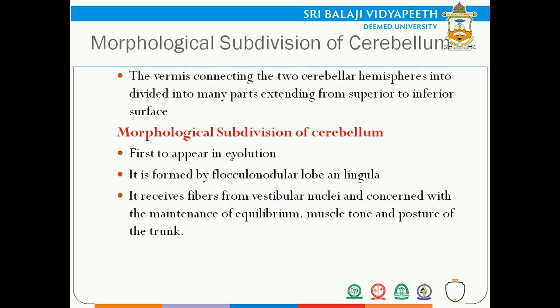Morphologically, how would we divide the cerebellum? Morphologically means the macroscopic view. The vermis, which connects the two halves of the cerebellar hemispheres, is divided into parts extending from the superior to the inferior surface. I said that there is a right half and a left half of the cerebellum. Both hemispheres function independently, as well as in a coordinated way. For proper coordination, you need a connecting tissue. This vermis becomes the connecting tissue for the coordination of cerebellar activities.